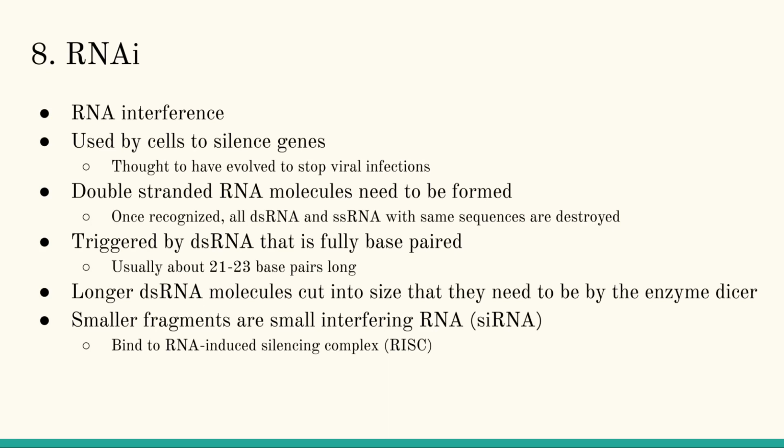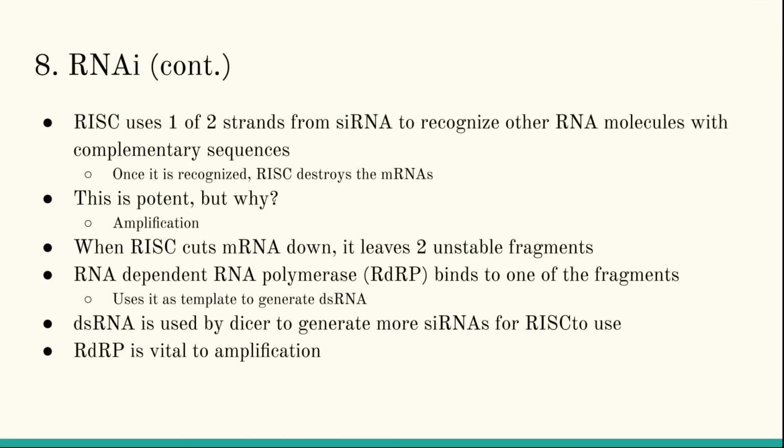Once they're recognized, all double-stranded RNA and single-stranded RNA with the same sequences are destroyed. It's triggered by double-stranded RNA that's fully base paired, which is usually about 21 to 23 base pairs long. The longer double-stranded RNA molecules are cut into the size that they need to be by the enzyme dicer. The smaller fragments are small interfering RNA, or siRNA. They bind to the RNA-induced silencing complex, which is RISC. RISC uses one of two strands from the small interfering RNA to recognize other RNA molecules with complementary sequences. Once it's recognized, RISC then destroys those mRNAs.